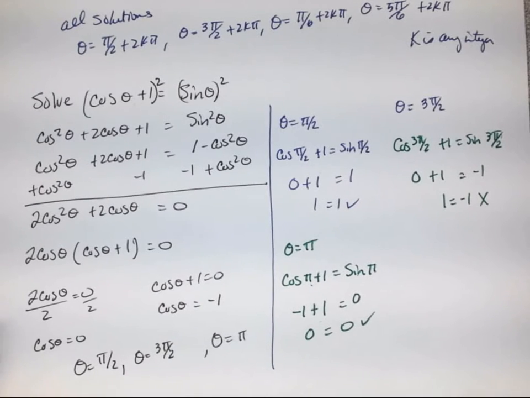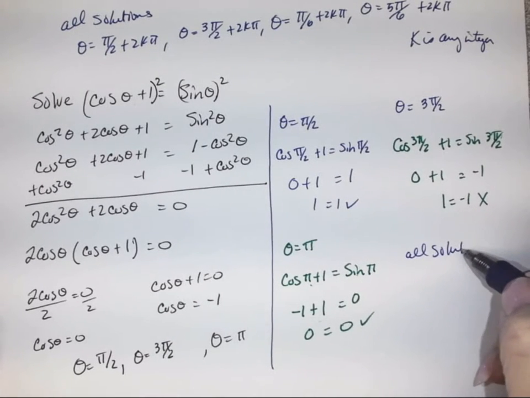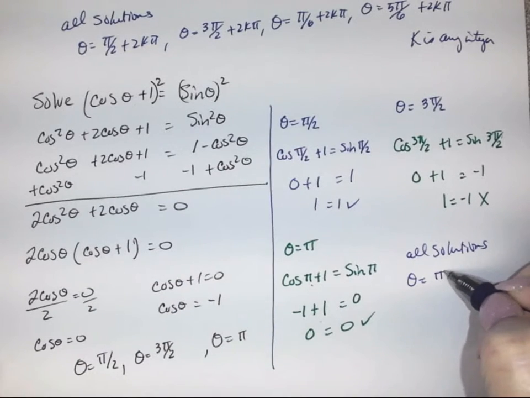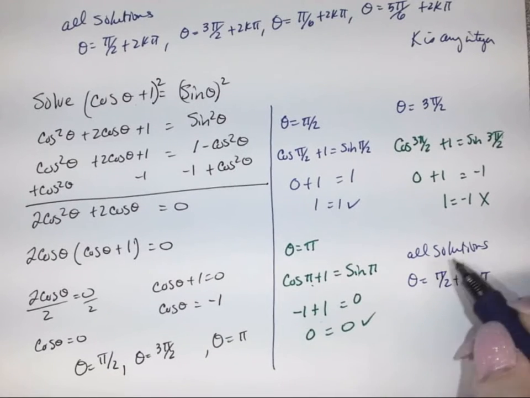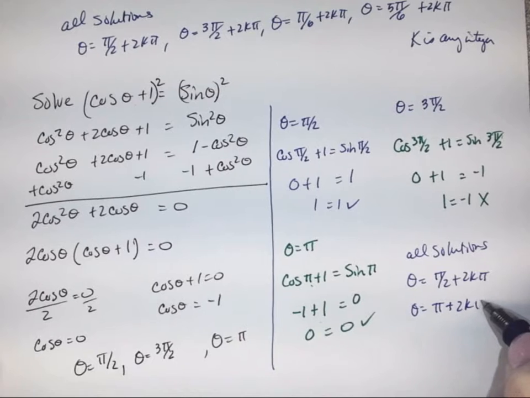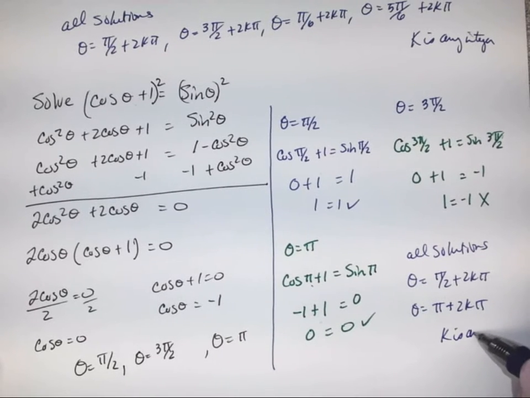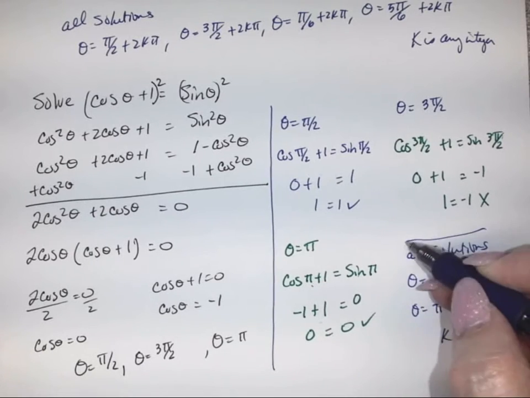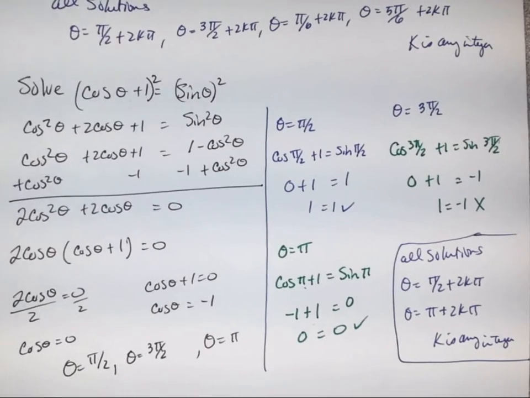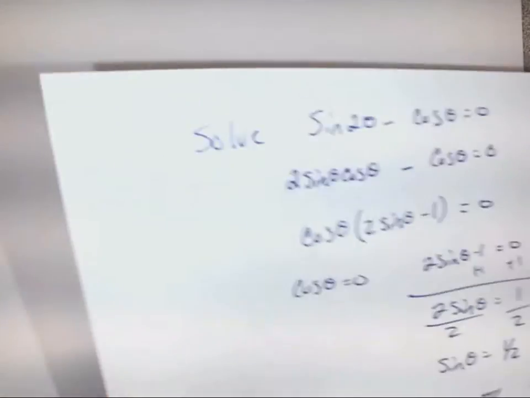So for all of our solutions, we will get theta is equal to pi over 2 plus 2k pi, and we'll get theta is equal to pi plus 2k pi, and of course k is any integer. So that would be for all of our solutions after we have ruled out what worked and what didn't work. All right, so let's go on to our next example. You have to be aware of those erroneous solutions when you square things.